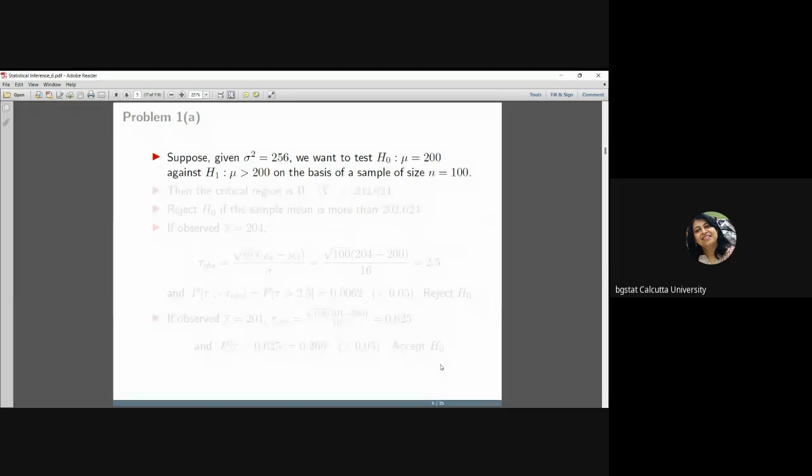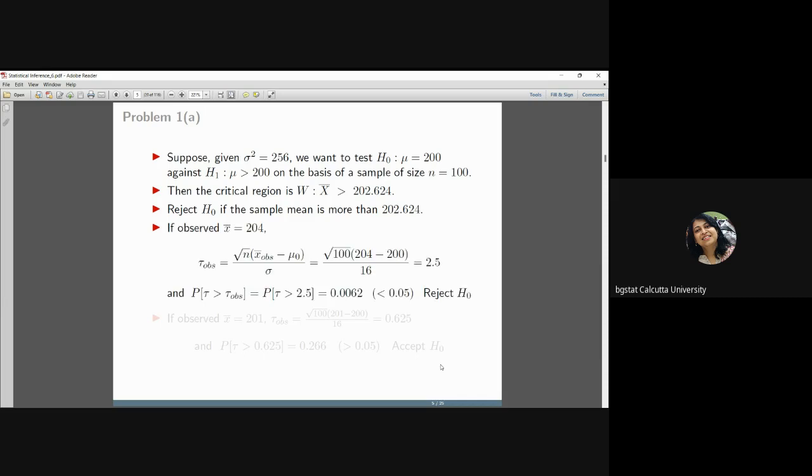Here is an example using the p-value. Suppose we are given sigma squared equal to 256. We've looked at this example before. We want to test the null that mu is 200 against the alternative that it is greater than 200, and we have a sample of size n. My critical region, mu naught plus sigma by root n times tau alpha, turns out to be 202.624. My observed x bar from this sample of size 100 turns out to be 204.